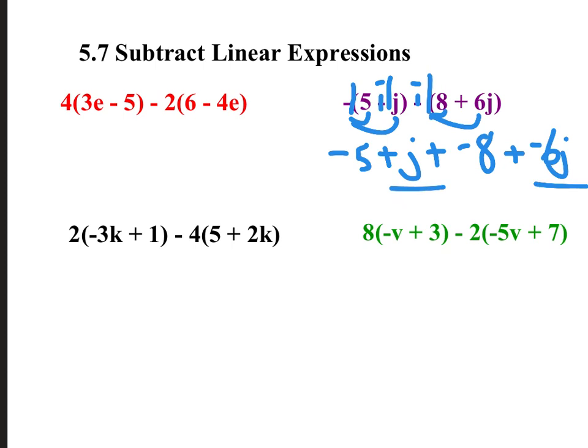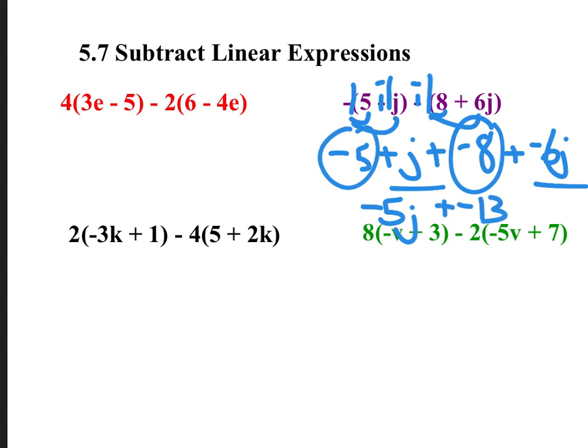Now I get my like terms together. They fight, and the negatives win it by 5. They're on the same team. Add and use that same sign. You get negative 5j plus negative 13.